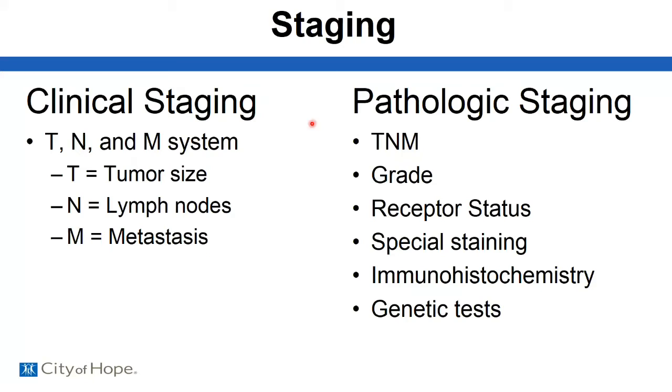And then after we do surgery, you can get a final pathologic stage based upon the clinical stage, which we just went over, T, N, and M. And then the pathologist gives you all these extra results, the grade of the tumor, special staining studies that are done, and we'll go over some of those, receptor status, and then immunohistochemistry and other genetic testing that can be performed.